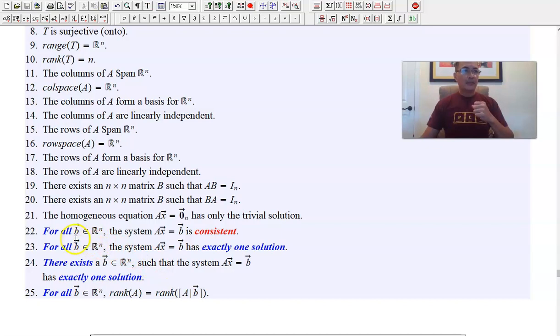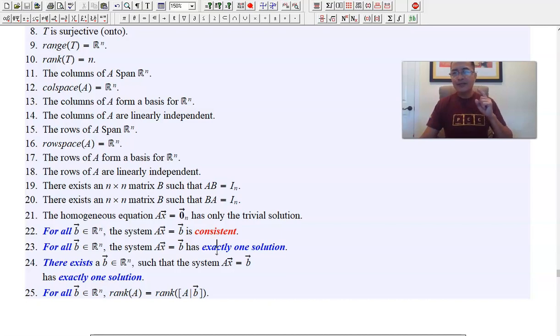Of course, that also represents a system of equations. So number 22 says, for all B in Rn, the system AX equals B is always consistent. Why does that mean that your matrix A is invertible? That's your homework. 23 is slightly different. For all B in Rn, the system AX equals B has exactly one solution. Well, doesn't consistent mean exactly one solution? Oh, no. Consistent means at least one solution. 23 says exactly one solution.